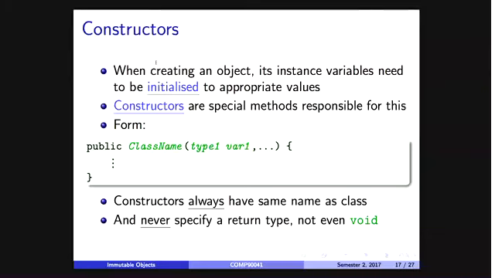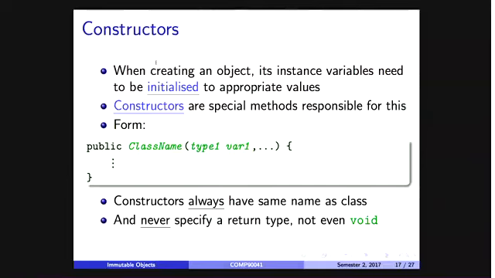Well, the answer is you give them values when you first create the object. And that's the role of the constructor. So what the constructor is, it's a special method. It's not really a method. Because the thing about methods is it's code that gets executed by sending a message to an object.